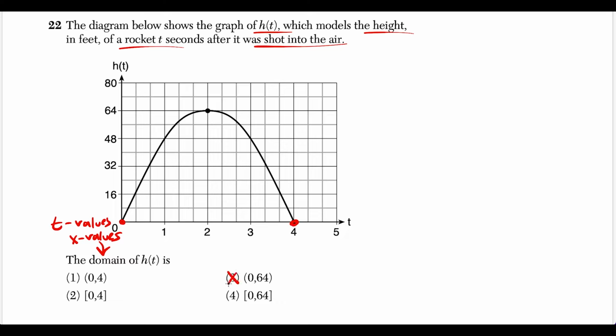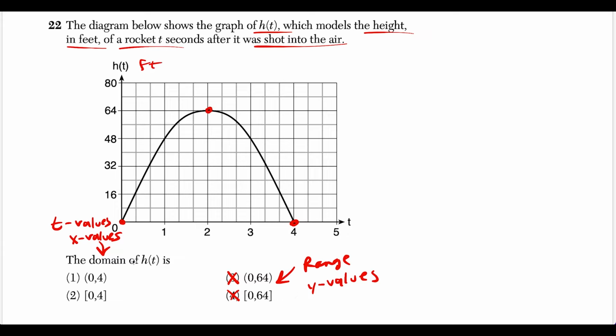So that eliminates choices 3 and 4, which are massive distractions. These would actually be contenders for the range, which are the possible y values, because notice the rocket reaches a maximum height of 64 feet, since h of t is telling you the height in feet. So that would be referring to the range.